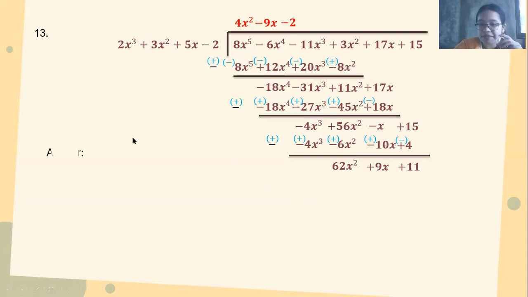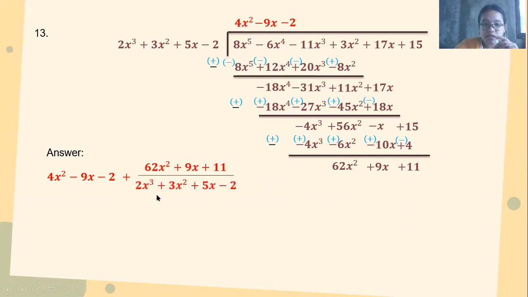So, in writing our final answer, we have 4x squared minus 9x minus 2 plus the remainder, which is 62x squared plus 9x plus 11 over the divisor, which is 2x cubed plus 3x squared plus 5x minus 2. So, this will be our final answer.